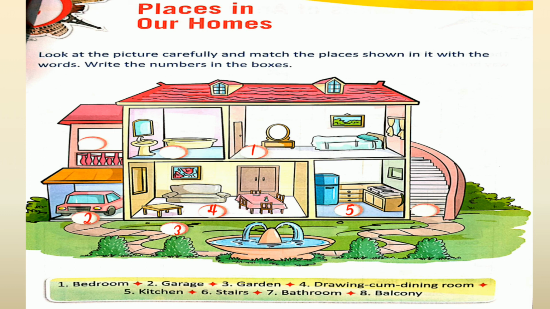Okay, very good. And then number 6, stairs. Where do we find stairs? Yes, here we can find the stairs. Here we can write the number 6. Number 6 is for stairs. Here write number 6. Very good, children. And then number 7.